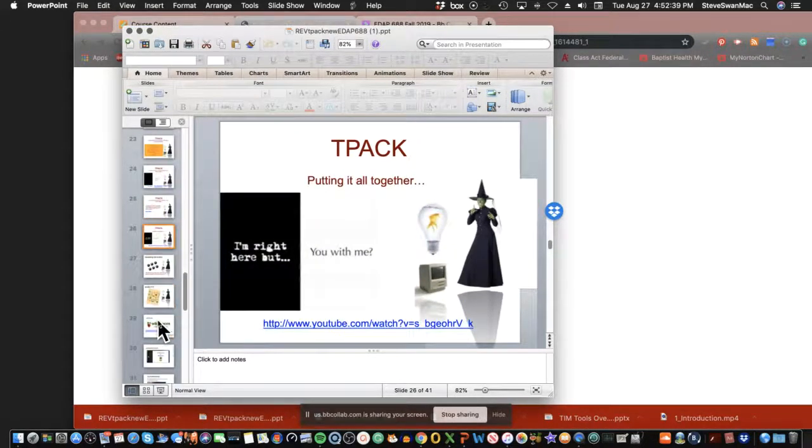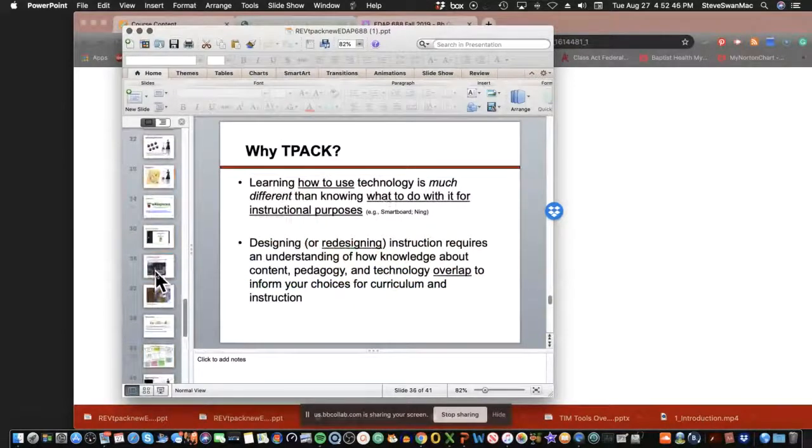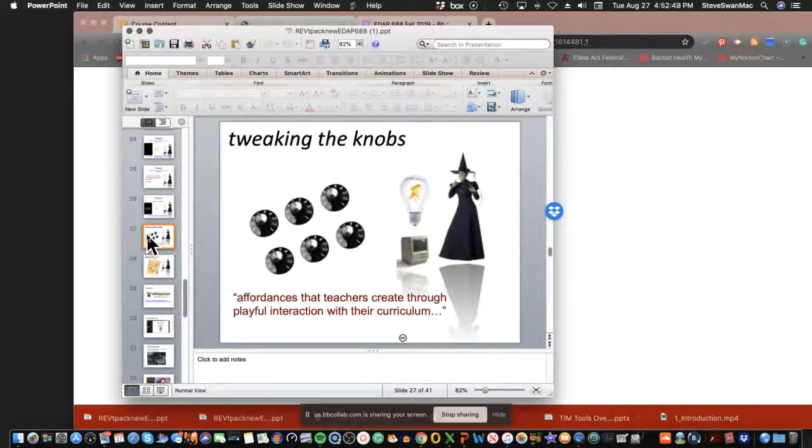I'm going to jump through here because these are examples. And let me go back and do this one. Tweaking the knobs. When Koehler and Punya talk about tweaking the knobs, what they're talking about is affordances. An affordance is something that you use to do something else. You step on the brakes to stop the car. They're talking about affordances that teachers create through playful interaction with their curriculum.